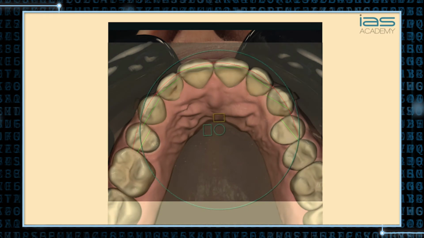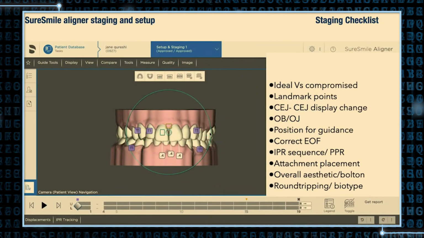So when I get my videos back from SureSmile, this is a staging and setup video. One of the first things that I do is I just look at the whole staging, and I just ensure I'm happy with what I'm seeing. And obviously the other thing that I do is I like to show the patient, for them to understand the difference between an ideal setup versus the compromised setup that they're about to get. So we're just going through the staging step by step now.